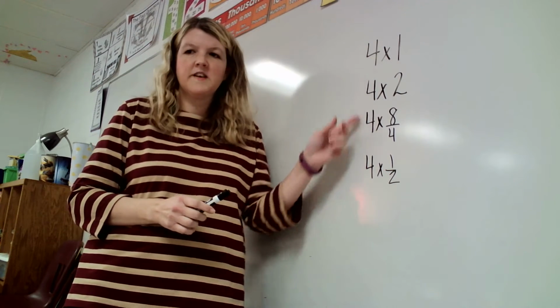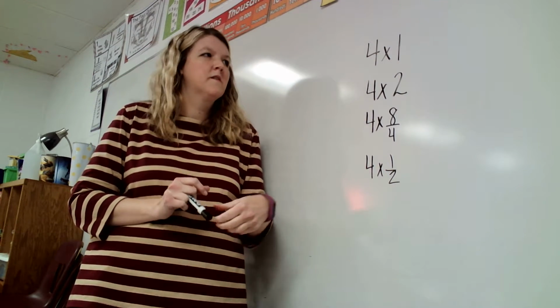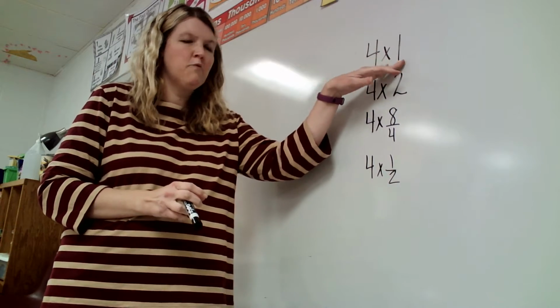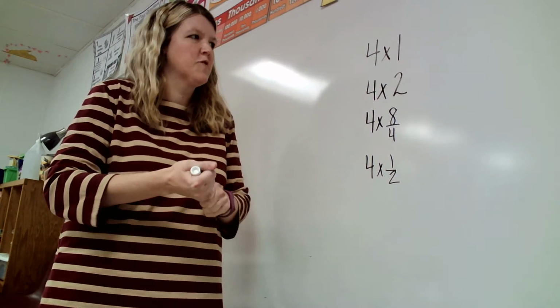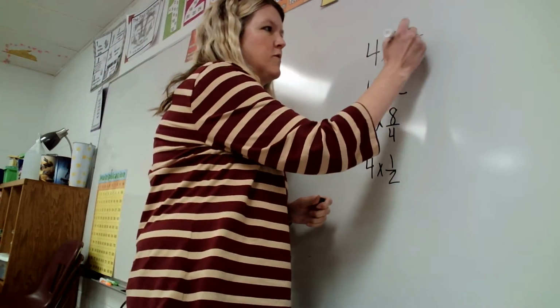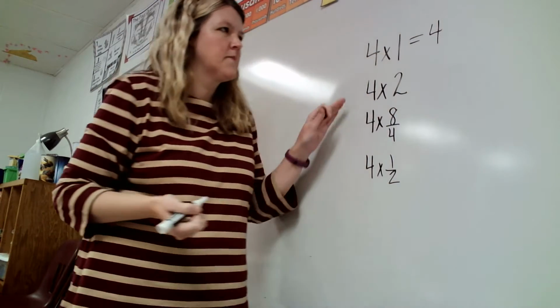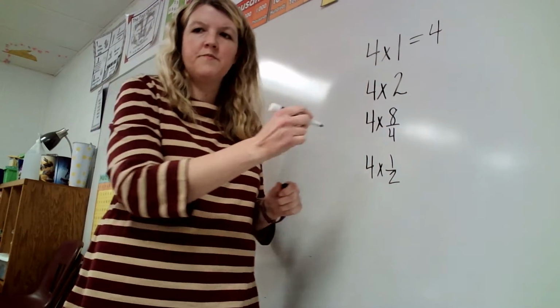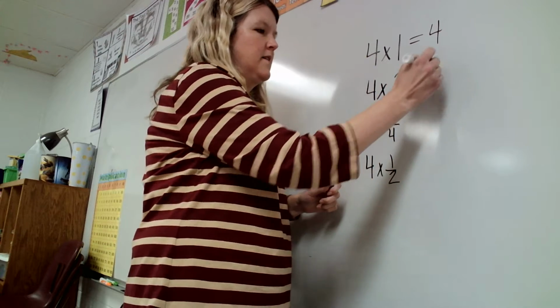All right, so we're going to look at a couple of multiplication problems. So we know anytime we multiply by 1, we always get that other number. So 4 times 1 is just going to be 4. And then 4 times 2, of course, is going to be 8.